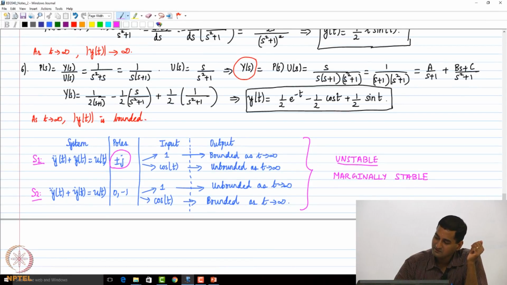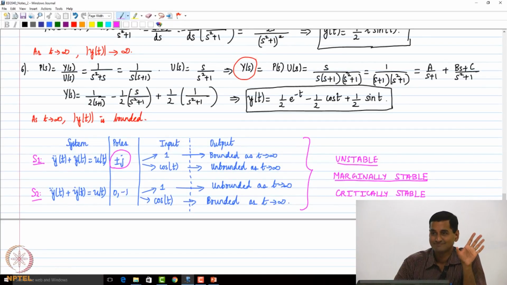Okay, so for that reason, some people will call this class of systems marginally stable or critically stable. That is, the output is bounded for all possible bounded inputs except one set, right? So that is why people call it marginally stable or critically stable.